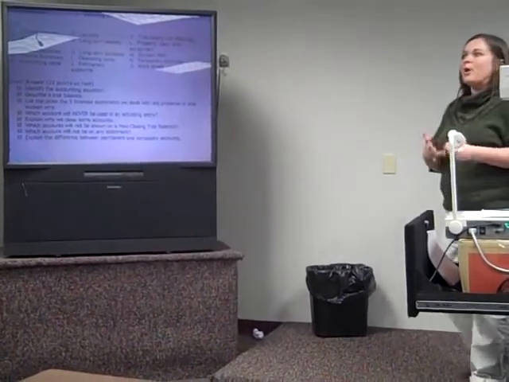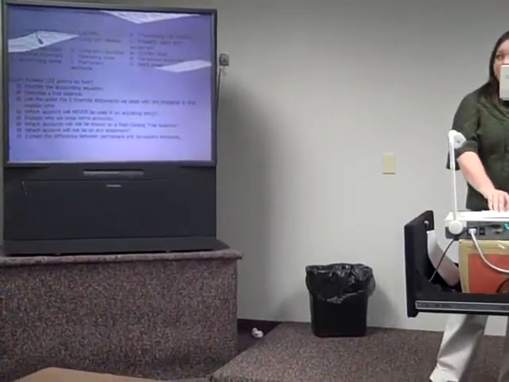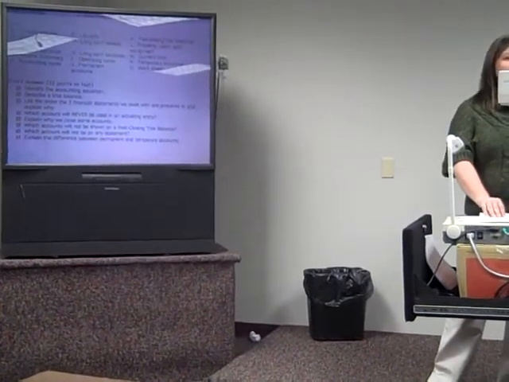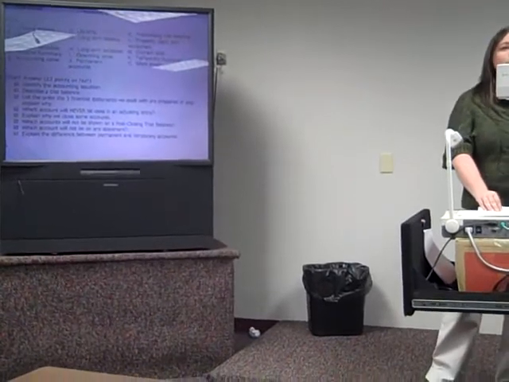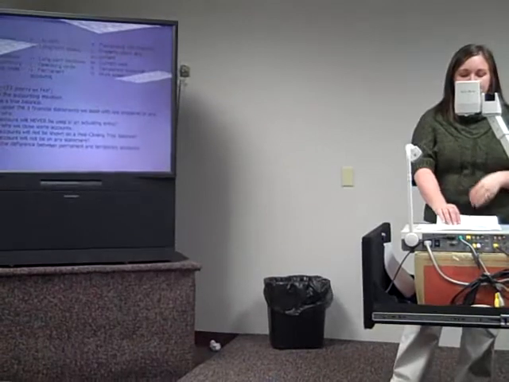The difference between permanent and temporary accounts is also something you can find in your book. The difference is your permanent accounts, their balances are going to build and build and fluctuate up and down and up and down, whereas your temporary accounts are closed out at the end of each period. Okay?